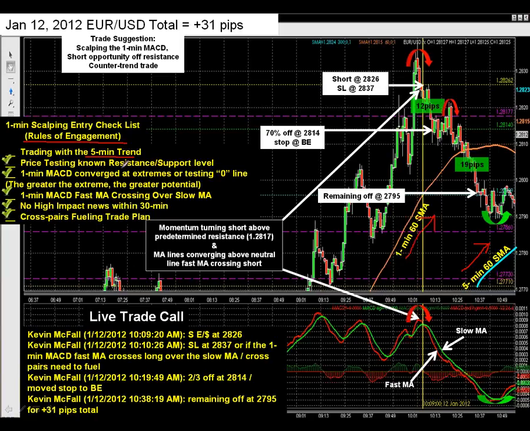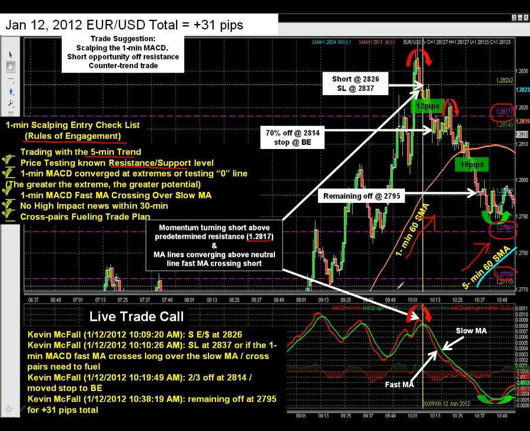Is price testing known resistance or support? That we can certainly check off, because here's resistance at 28.17. These are values that are sent to my clients well in advance before price even gets here. So we have resistance at 28.17, support at 27.86, and another support down at 27.73. As you follow the arrow, momentum is turning short above predetermined resistance at 28.17.